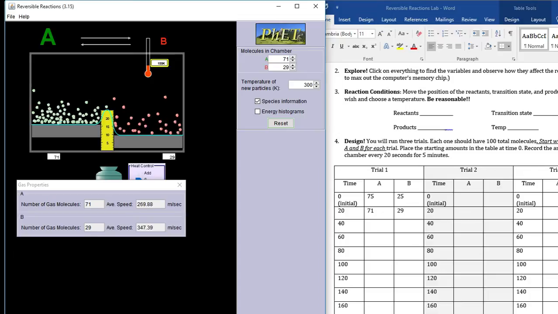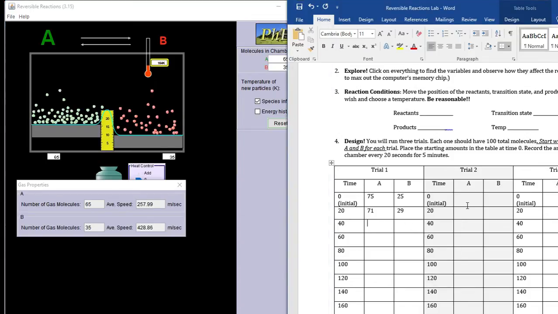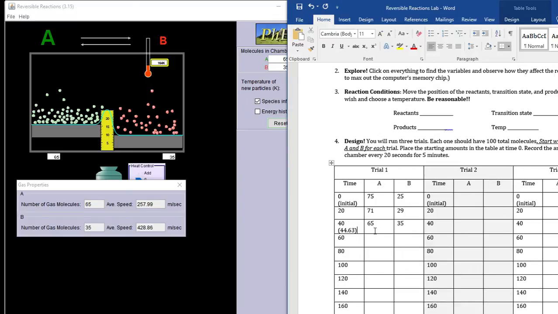So let's keep going. I want to get 40 seconds. Nope. Oh, I overshot, 44. Well, I'm going to get it anyway, even though I overshot. So I may have a little time off. So I'm going to put the number in just because I overshot. Since we are going to be doing graphing later, it is important that we get as close as we can.